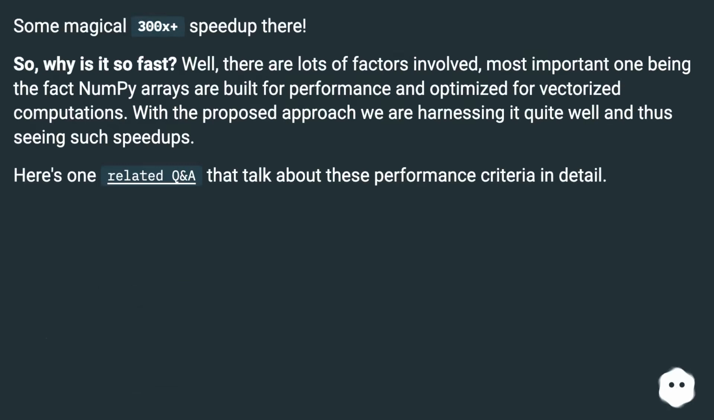So, why is it so fast? Well, there are lots of factors involved, most important one being the fact NumPy arrays are built for performance and optimized for vectorized computations. With the proposed approach, we are harnessing it quite well and thus seeing such speed ups. Here's one related Q&A that talks about these performance criteria in detail.